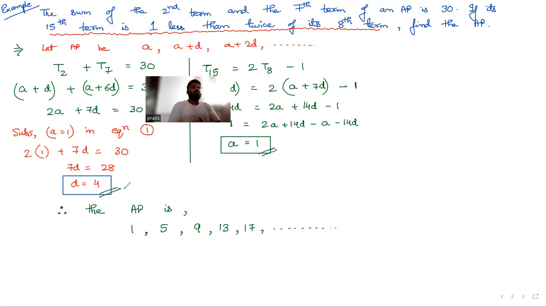But most of the kids during the exam forget to find out the AP which has been asked. So what I would prefer is that it's always better if you encircle what is to be found out in your reading time or something like that. That always helps you, so that you remember, okay, find out the AP.